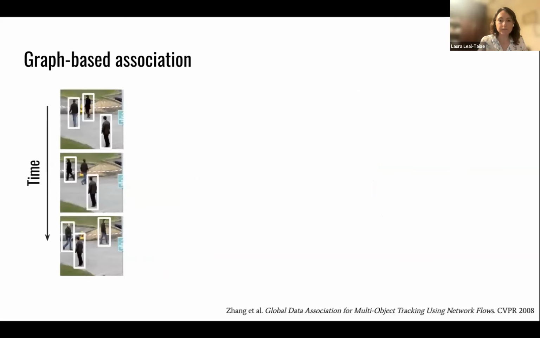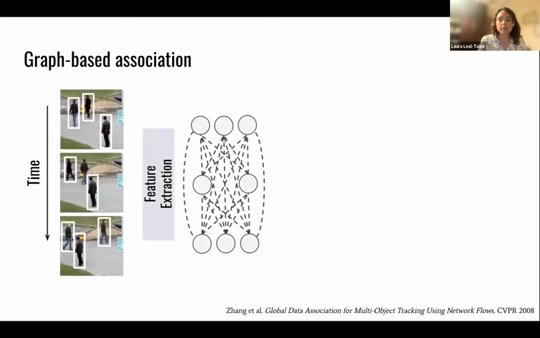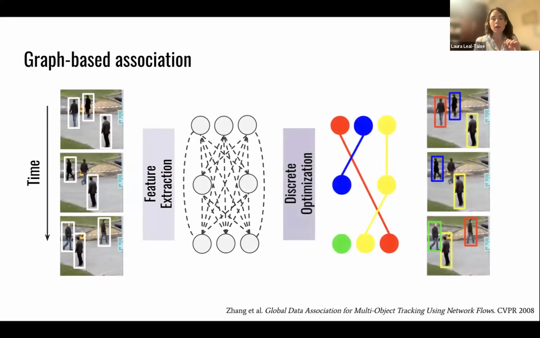Now, everything that I've presented so far is a pipeline for graph-based association in which we extract detections, we compute some, usually handcrafted, features, and we assign them to costs in the edges. And then we run our optimization problem to obtain the trajectories. There is absolutely no machine learning involved in this pipeline.